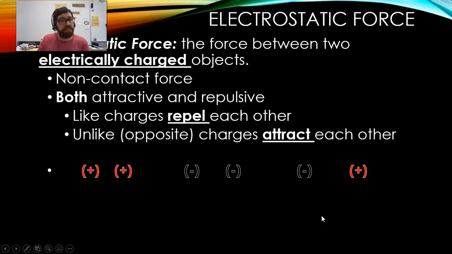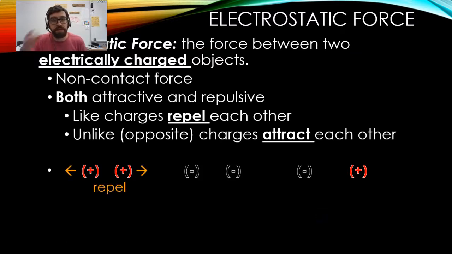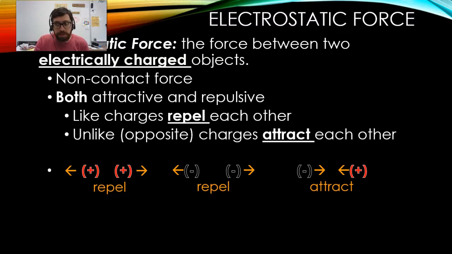All right, should be fairly easy to see based on what we just said. Like charges repel, opposites attract. So the positive and positive, they're going to repel each other because they are like charges. Same thing with the two negatives. Doesn't matter whether you have negatives or positive. If it's the same charge, they repel each other. But the negative and the positive, they will attract each other. So like charges repel, opposite charges attract.